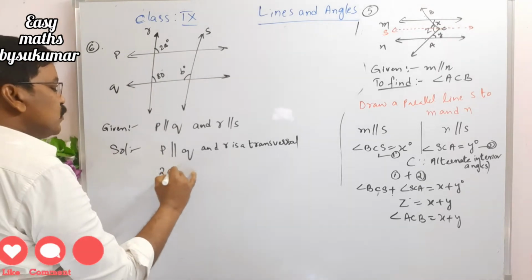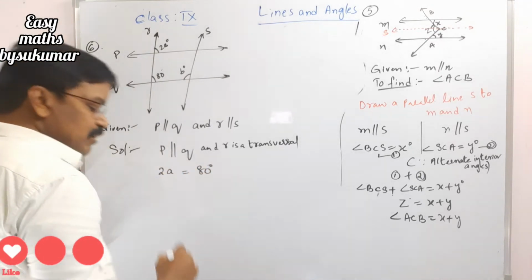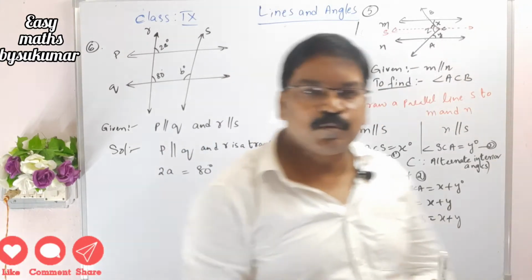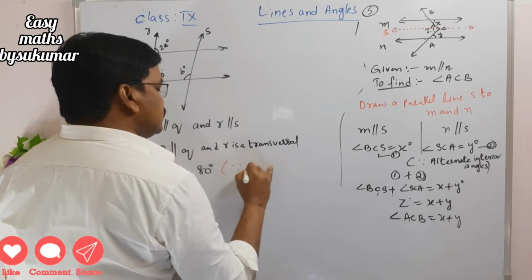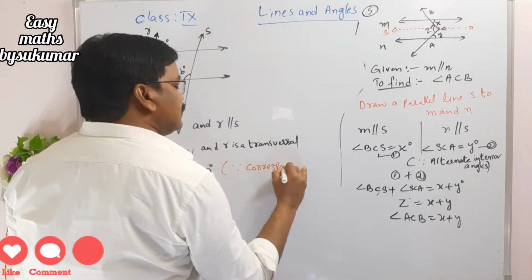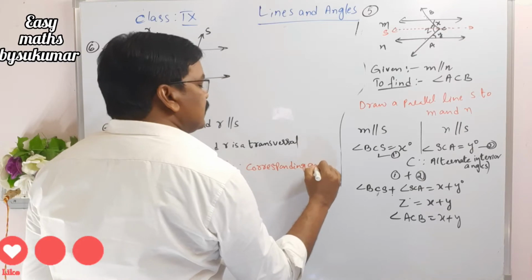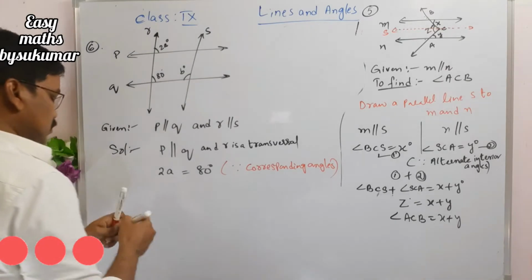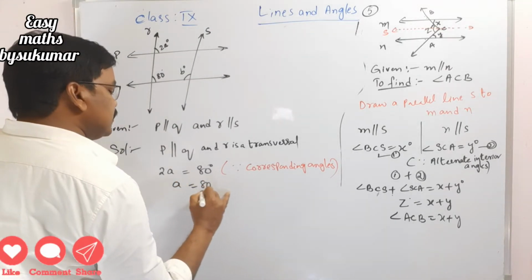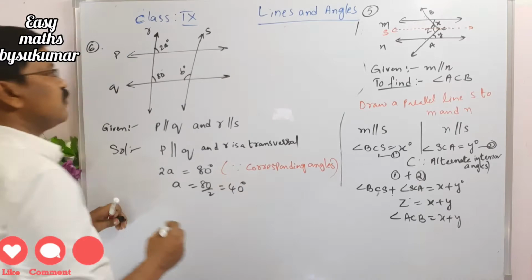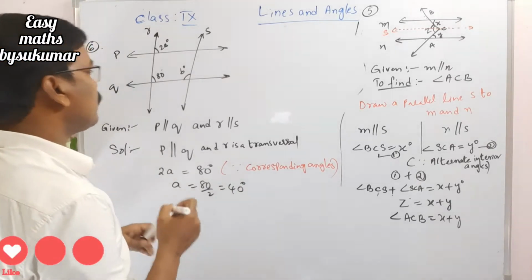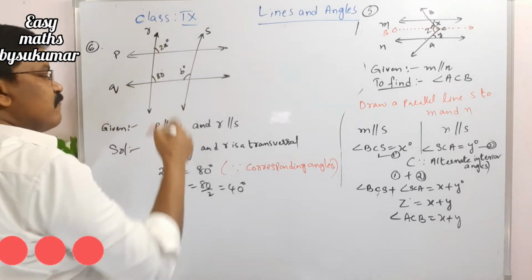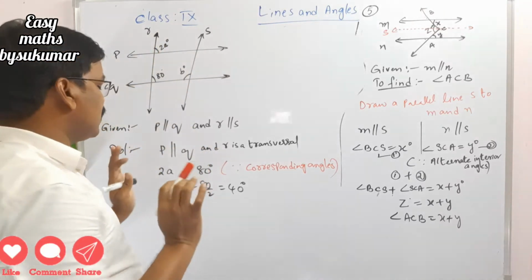Then what about this 2a and 80 degrees? They are equal. Why are they equal? They are corresponding angles. The corresponding angles are equal. Okay, my dear students, so here a is equal to 80 degrees by 2. So a is equal to 40 degrees. Now this a value we have already found.